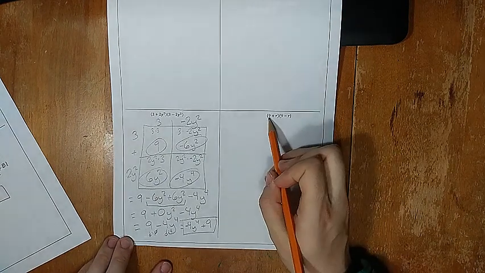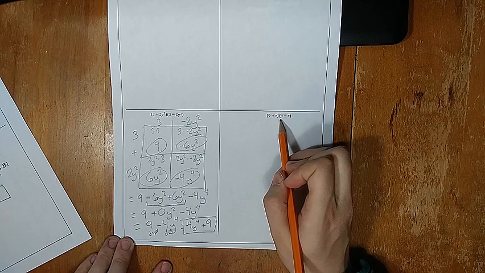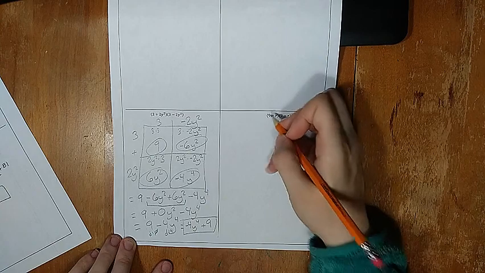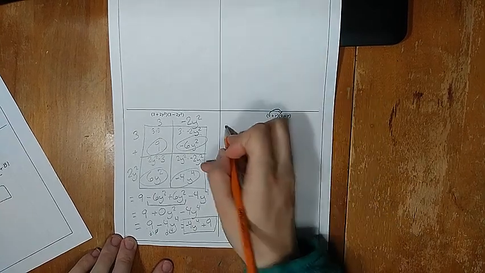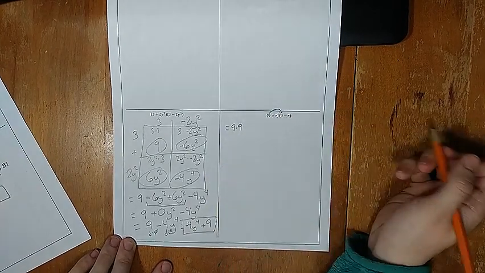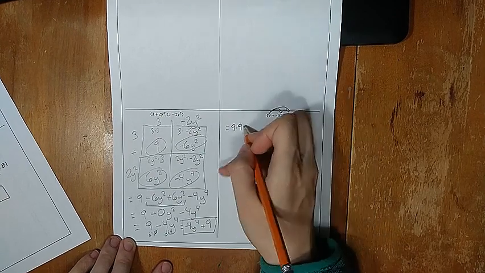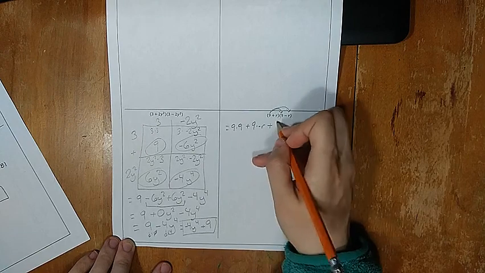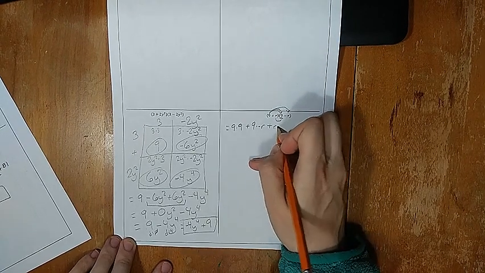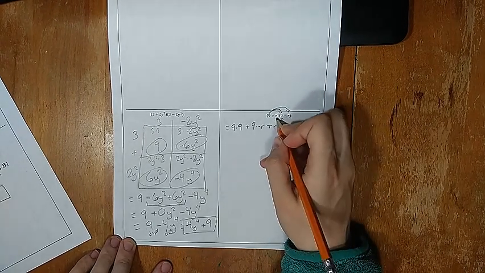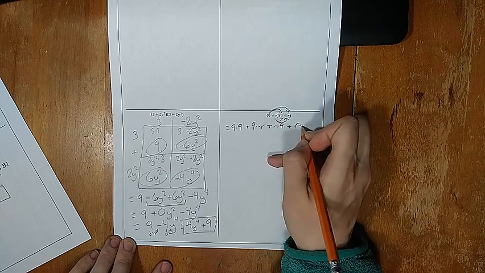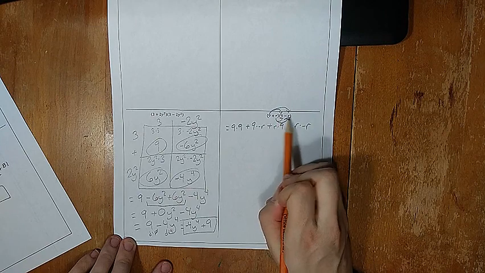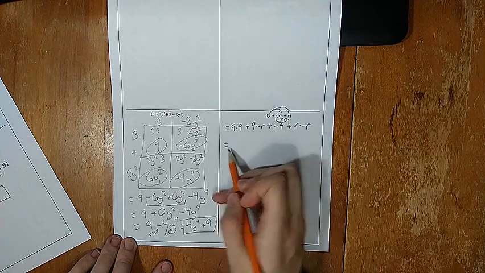For our next one, 9 plus r times the quantity 9 minus r. Let's do the distributive method. So we have 9 times 9 plus 9 times negative r plus r times 9 plus r times negative r. Everyone in the first parentheses has met everyone in the second. 9 times 9 is 81.